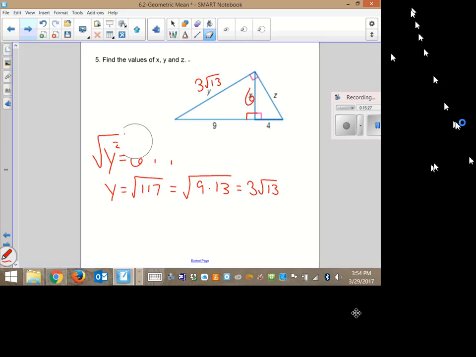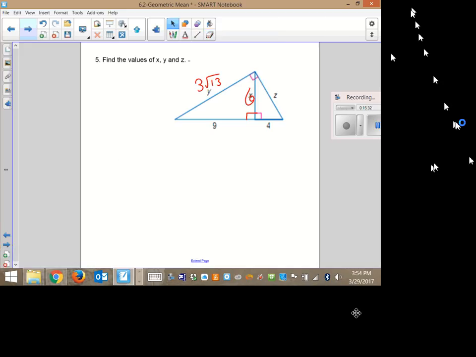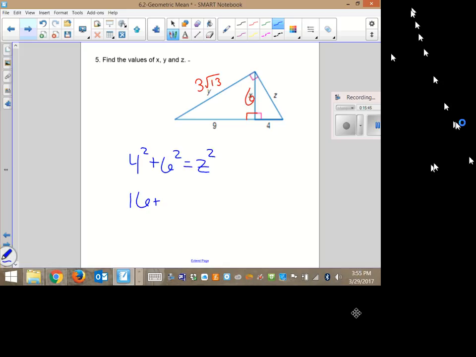All right, now I'm going to erase this and we're going to solve for z. So now solving for z, we'll do the same thing. So we get that 4 squared plus 6 squared is going to equal our z squared. These are just coming from the Pythagorean theorem. So we get 16 plus 36 equals our z squared. So we get 16 plus 36 to give us 52 equals z squared. Taking the square root of both sides and simplifying, we get 2 square root of 13 for our z value.